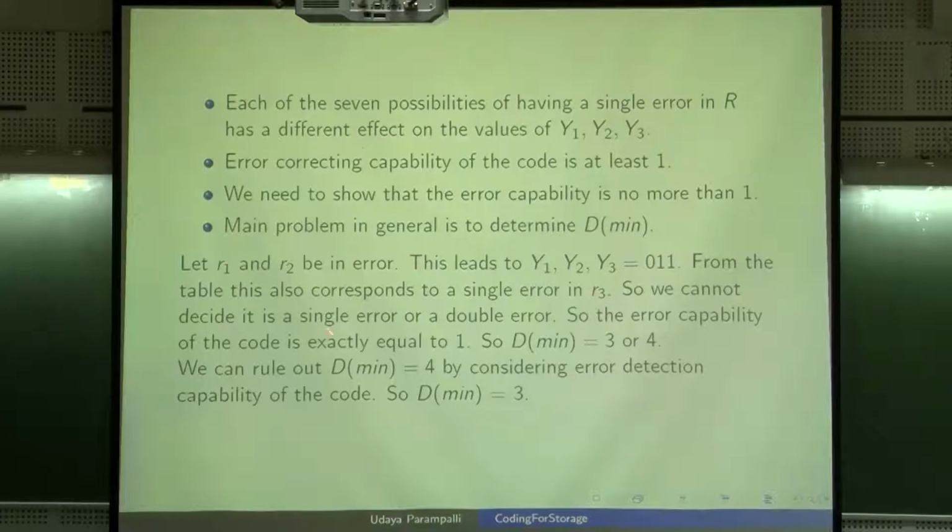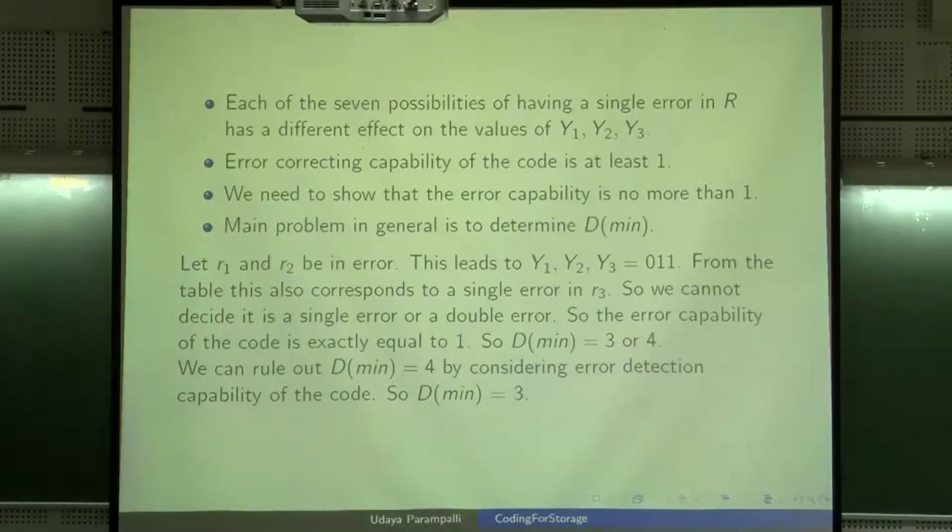So if 2 errors happen, I can't decide whether 2 errors happened or 1 error happened, because I already know that 1 error corresponds to R3. So we cannot decide between a single error and a double error. So the error correcting capability is exactly equal to 1, it can't be 2. Obviously 2 is not possible, it's only 1.